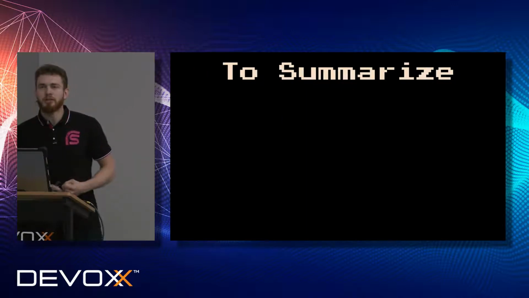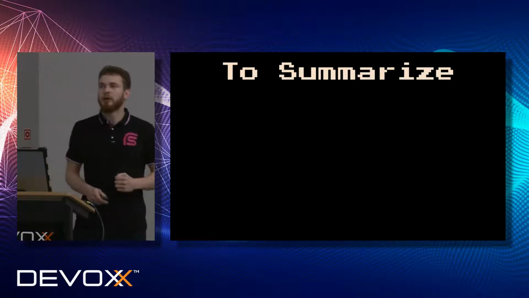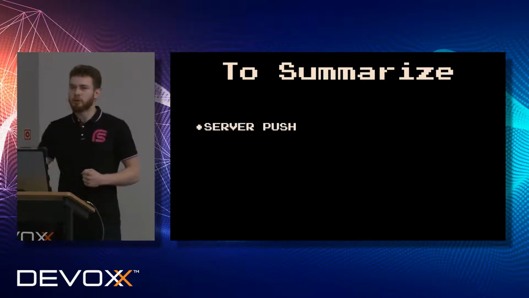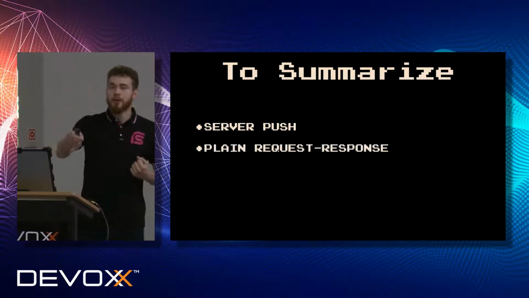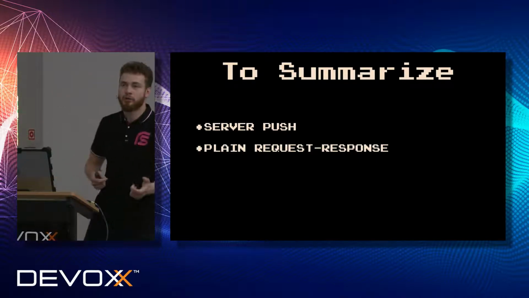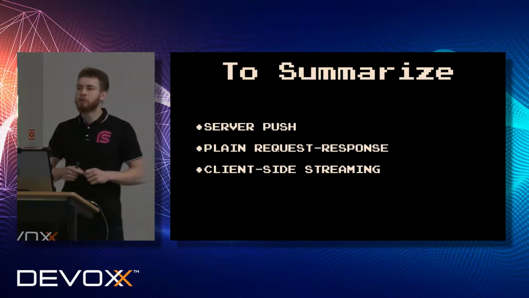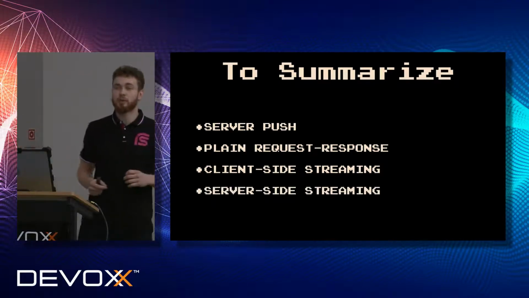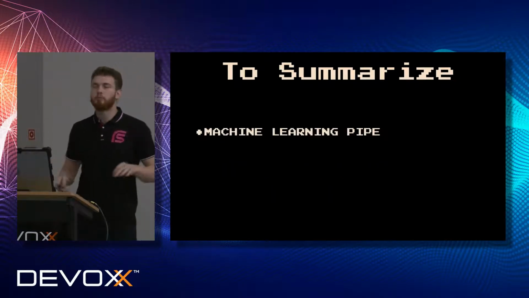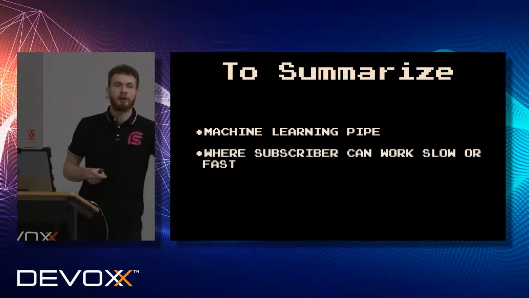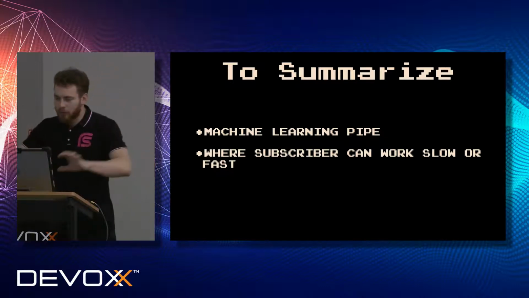So to quickly summarize what we got from our requirements, from our communication between our client and server, we got server-side push because we need to get all the data asynchronously without additional involvement from the client. We got plain request response because we somehow have to register our client and start playing the game. We have some client-side streaming because we have to share the location updates, and we have server-side streaming in order to make this game real-time, right? In addition, we have a machine learning pipeline, which could work slow or fast because this is a distributed system, and we can't control the particular state of the system.